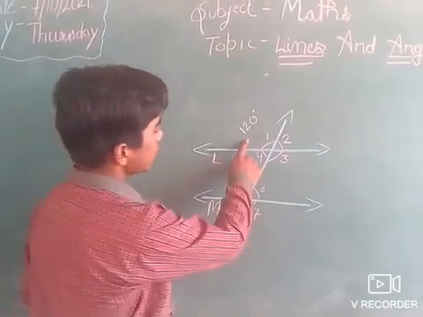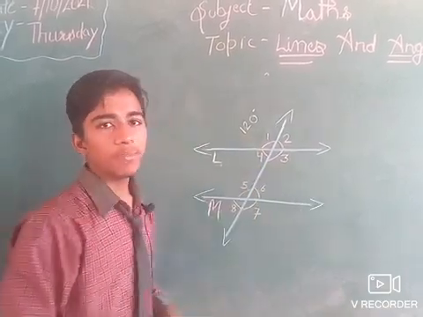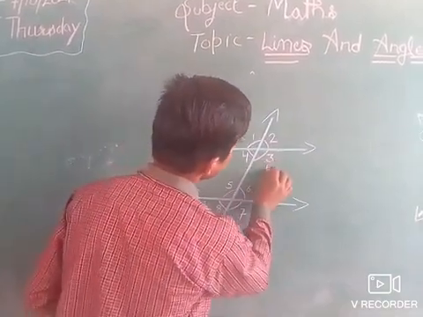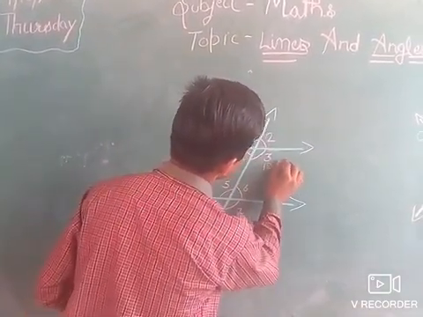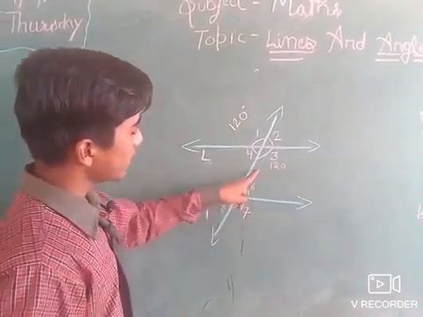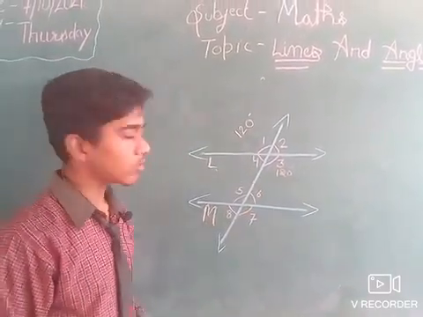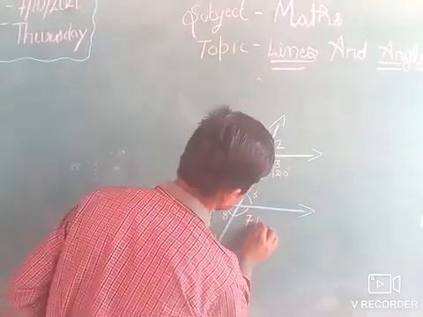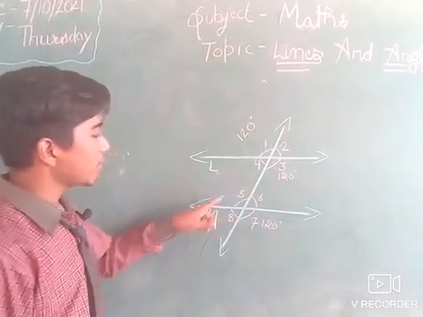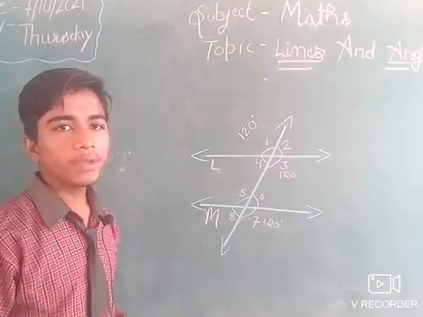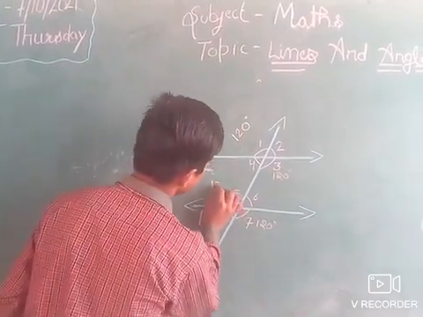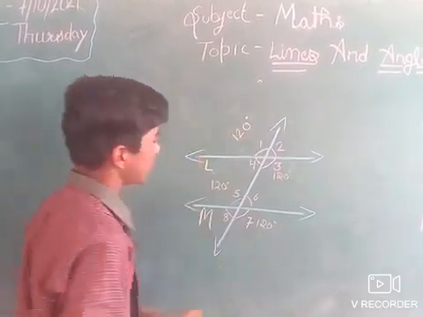Now angle 1 and angle 3 make a pair of vertically opposite angles. So this angle is also 120 degrees. Now they are making a pair of corresponding angles. Angle 3 and 7 make a pair of corresponding angles. This angle is also 120 degrees. Now angle 5 and angle 7 also make a pair of vertically opposite angles. This angle is also 120 degrees.